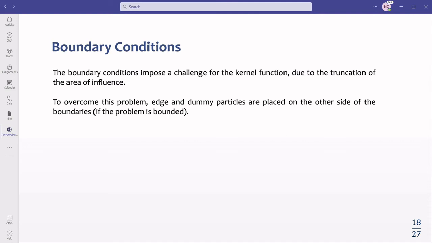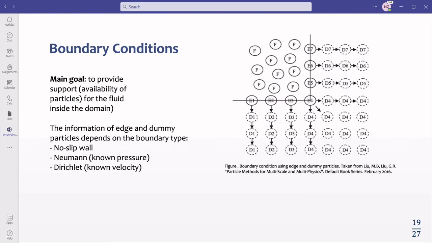Instead, for fluid flow, we usually have solid boundaries with no-slip conditions, so we have to solve how not to truncate this kernel function. This is done by adding some edge and dummy particles across the boundaries, which increases the computational cost. But the goal here is to provide support, that is the expression, for those particles close to the boundary. And then we have to impose the properties of the variables for the particles at E1, E2, E3, and so on.